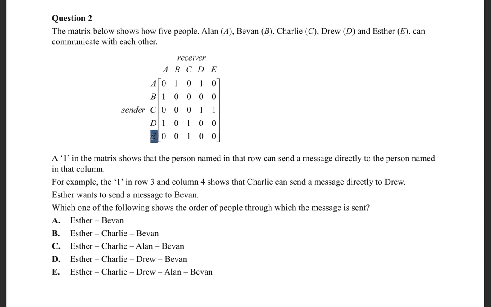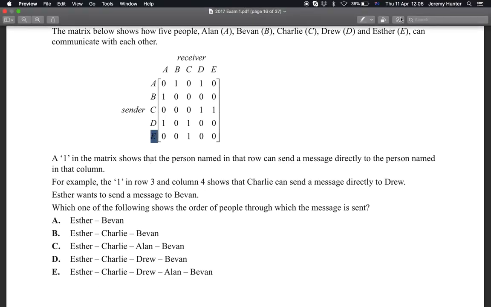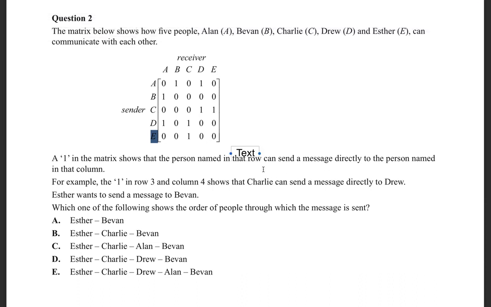So we're starting with E. E is the original sender, and we want to get to B as the receiver. There are 5 different options here. What we're going to do is ignore those for now. We're going to start with E and see where we get to, and document it here. If we start with E, we have to look at the matrix and work out who E can communicate to. So E can communicate to C.